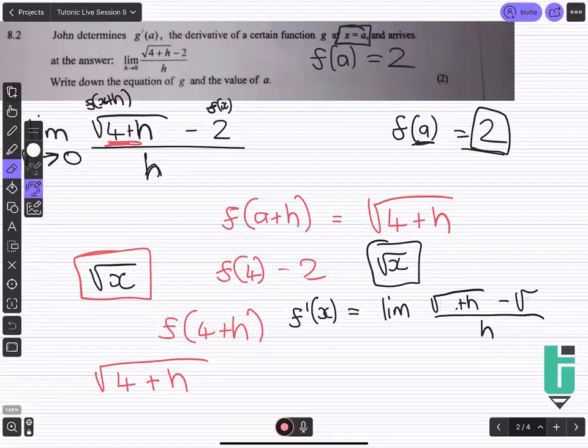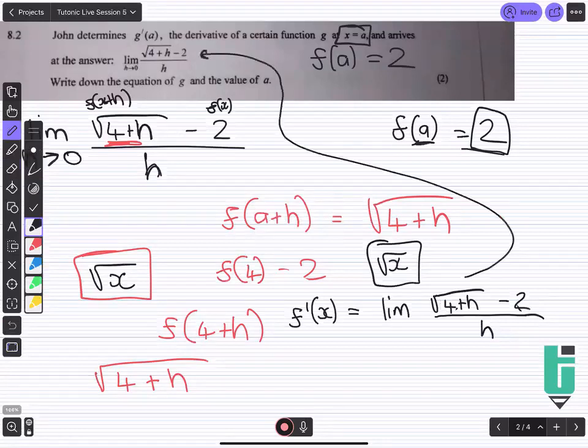You just get 4 plus h minus 2. Get the original one, which is that. Yeah. So therefore that works. So therefore the function, the equation must be y equals root x and a must be 4.